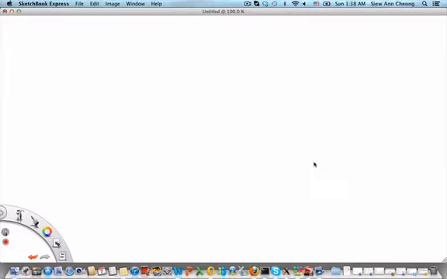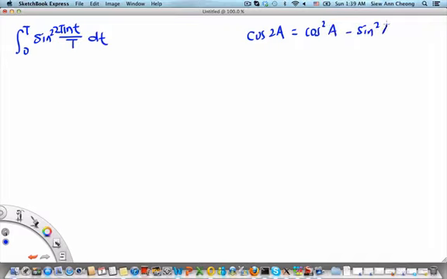Now if m is equal to n, then the integral that we will be evaluating is the integral from 0 to T of sine squared 2 pi nt over capital T dt. Now here again we need to make use of a double angle formula, and the double angle formula that we will make use of is that of cosine 2A. So let's write down cosine 2A. Now this is cosine squared A minus sine squared A.